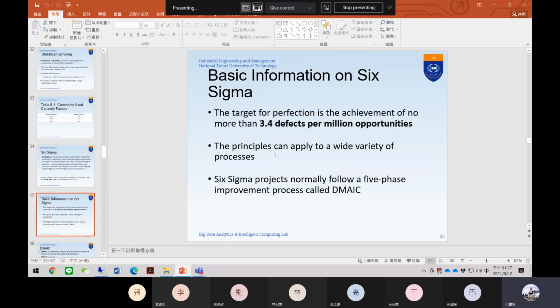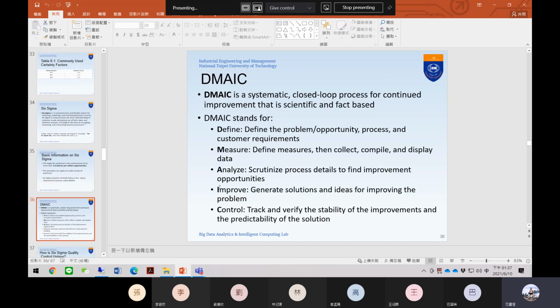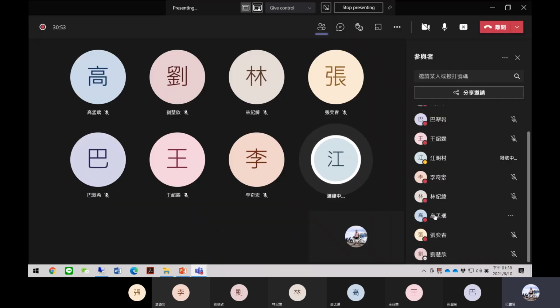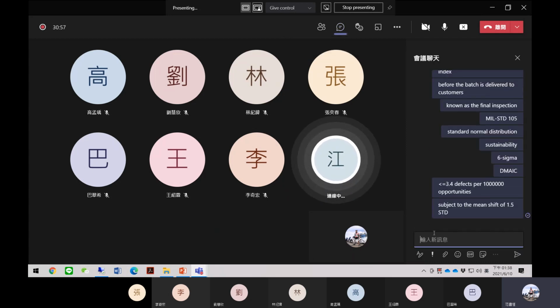So the principle can apply to a wide variety of processes. A Six Sigma project normally follows a 5-phase improvement process called DMAIC. So DMAIC is a systematic, closed-loop process for continuous improvement that is scientific and fact-based. Or instead of fact-based, I would say it is evidence-based.